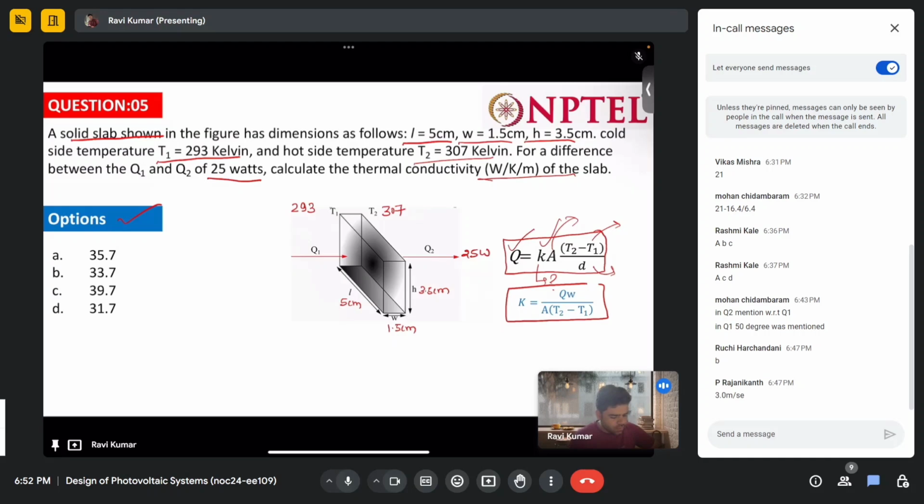Let's check the unit of this formula if it is right. So we have K, unit of this Q will be watt, this will be meter, then A will be meter square, and it will be Kelvin. So it is watt per Kelvin per meter. It is right. Okay, you can solve it now.